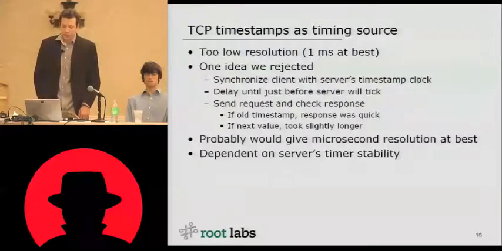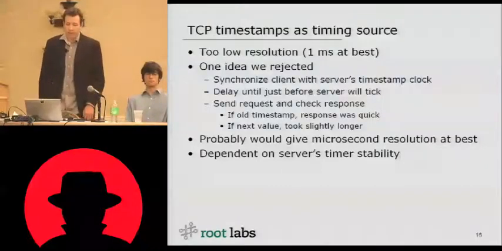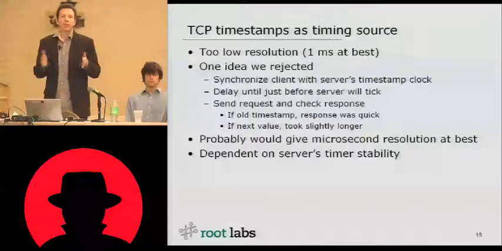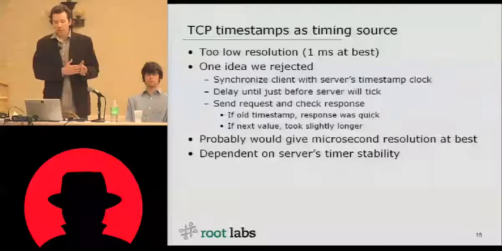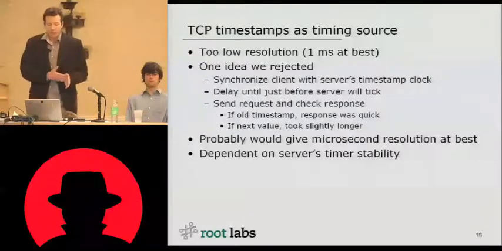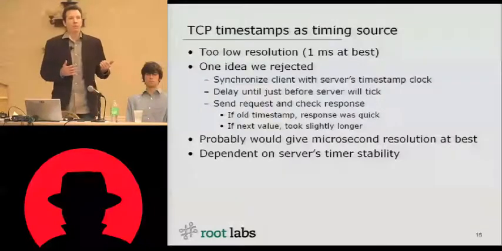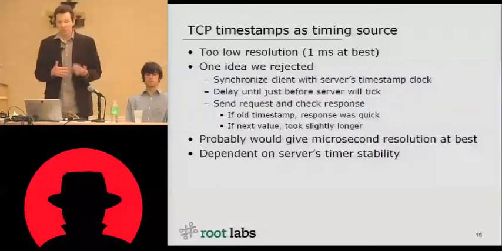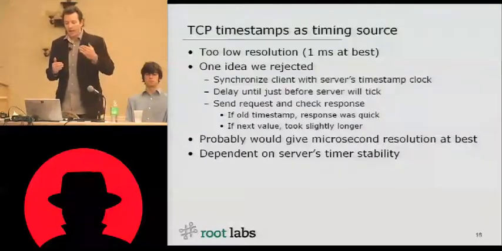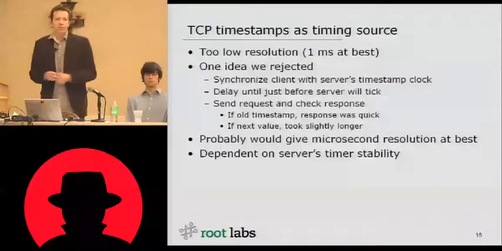So one thing we thought of, possibly based on this, was: what if the client could synchronize with the server's timestamp clock by just measuring it repeatedly, and then at some point say, okay, we know the server is going to generate a tick in the next 10 microseconds. So then send the request and check the response. If you get the old timestamp, then we got there before the tick happened. If it arrived after that point, then we'd see the next timestamp in the sequence.